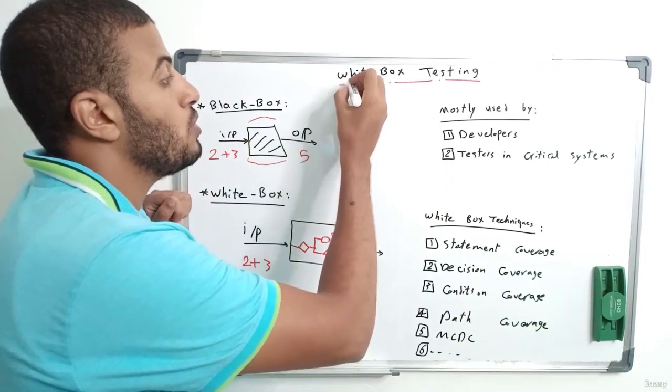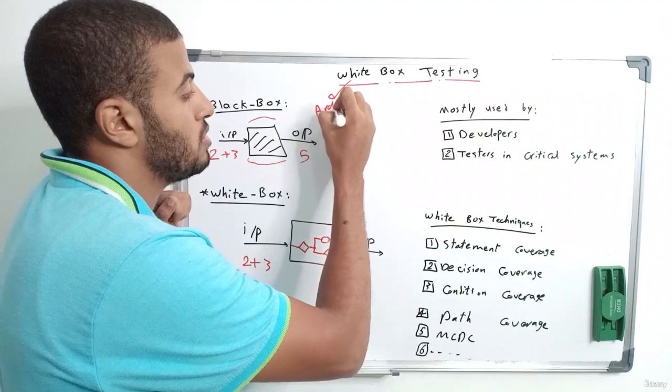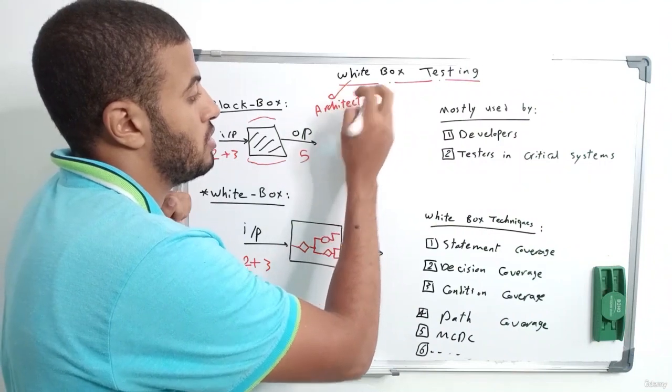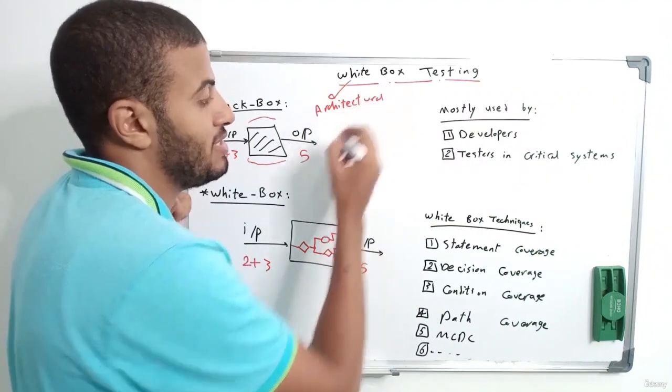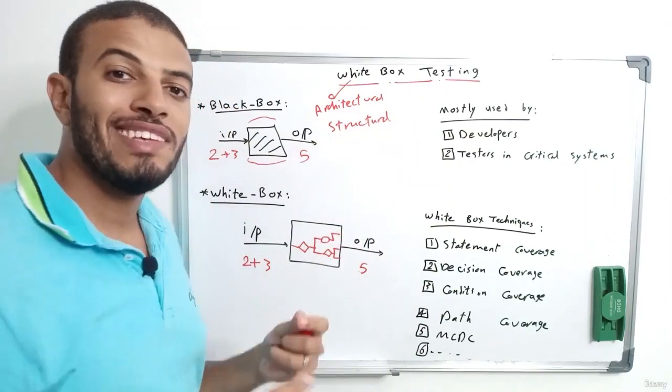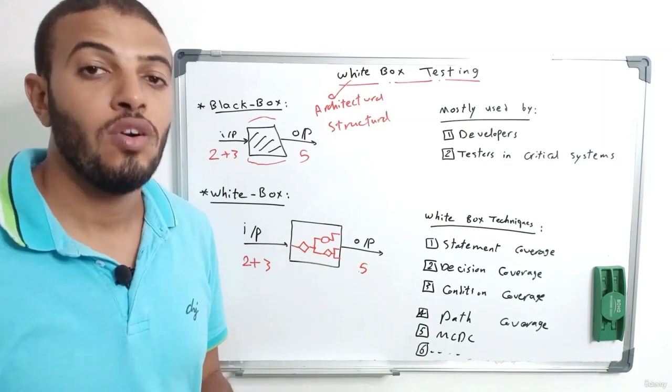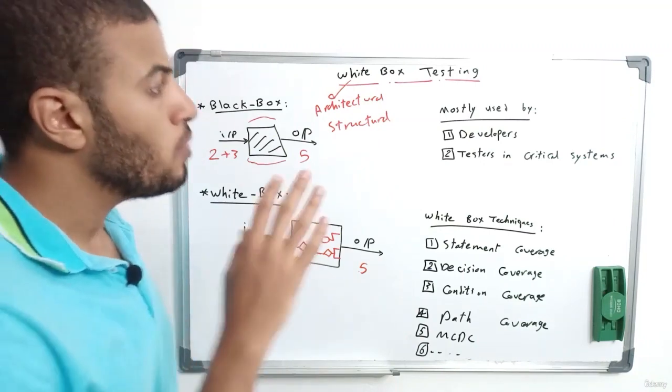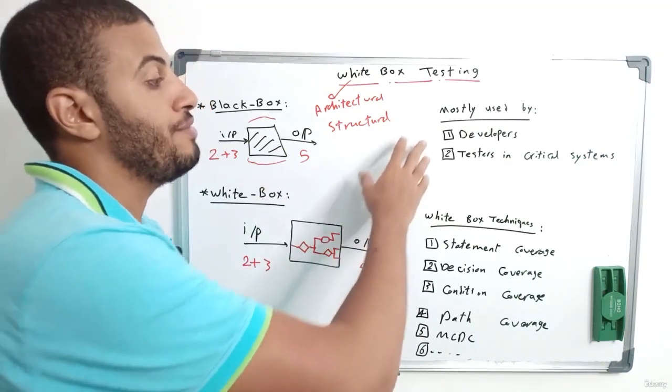That's why some people call it architectural based testing or structural. Why? Because you test the architecture or the structure of your system. White box testing is mostly used by developers.